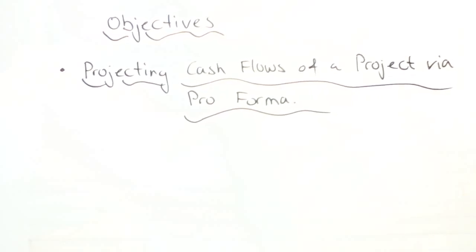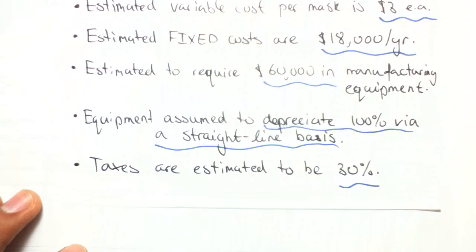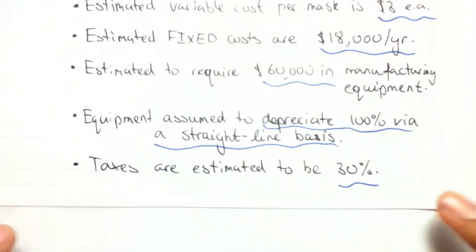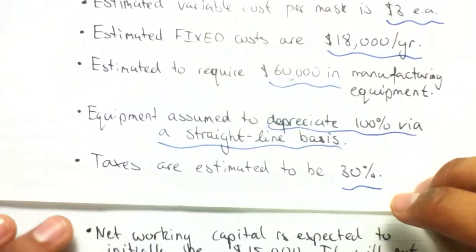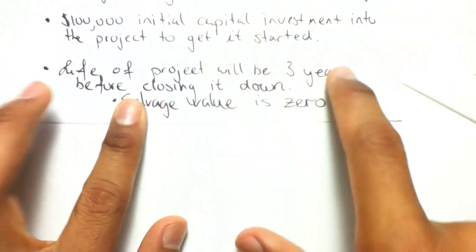So welcome back. I'm just going to reinstate this objective. We're going to project cash flows of a project via pro forma. In the last video we left at an example, an example with a lot of figures and a lot of numbers in forecasting cash flows through a pro forma. And now we're going to do all the numerical work and find out our cash flows for the next 3 years, since the project has a life of 3 years.